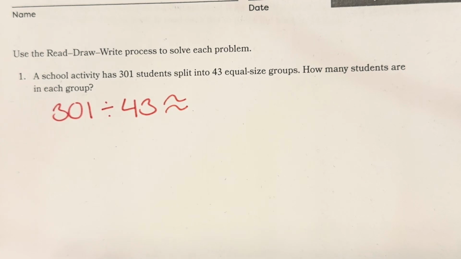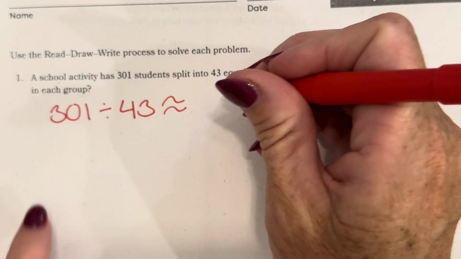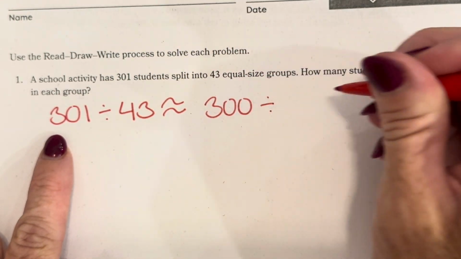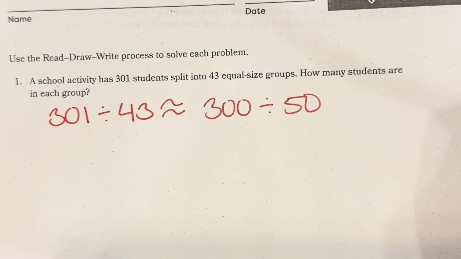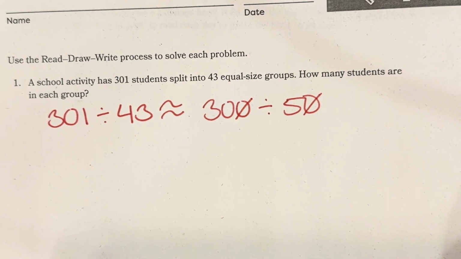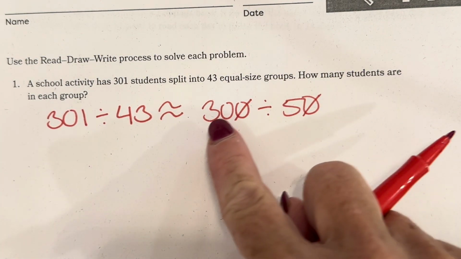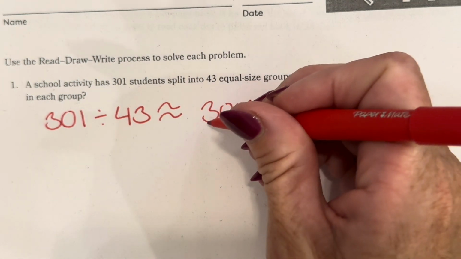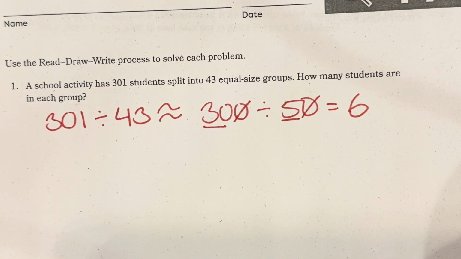So 301 divided by 43, we could say 300, and I could say this is about 50. If it's division, I know that if they both have a zero, I can take off zeros, as long as I take off equal zeros between the divisor and dividend. So I'm left with 30 divided by 5 equals 6.